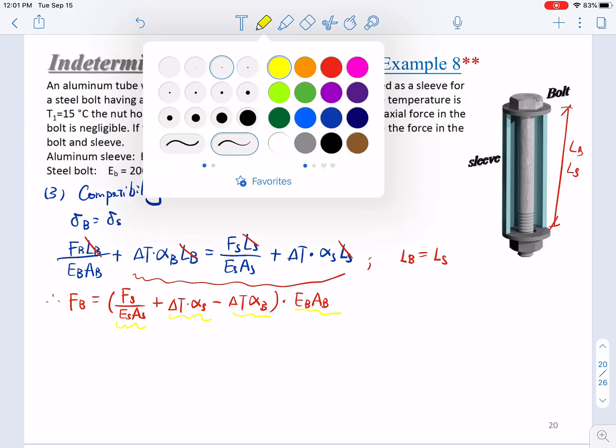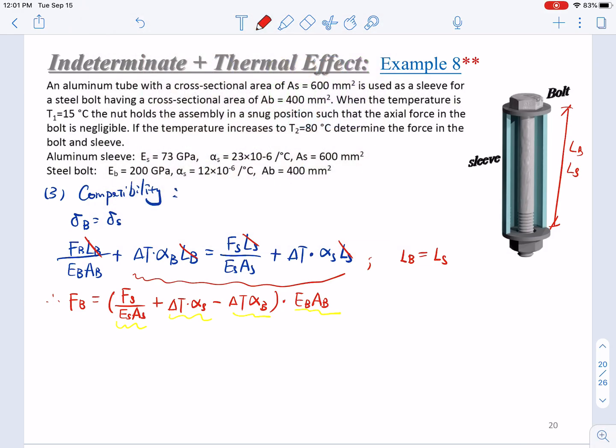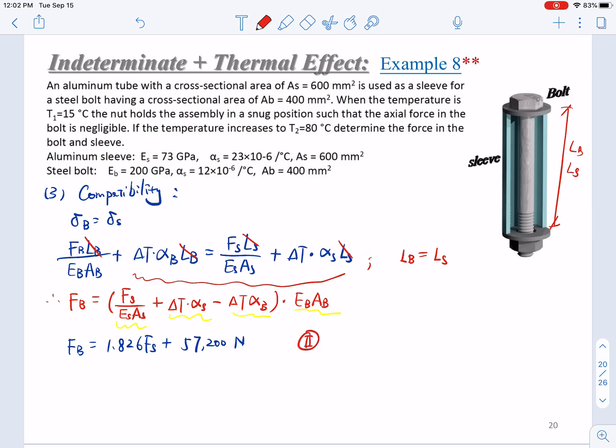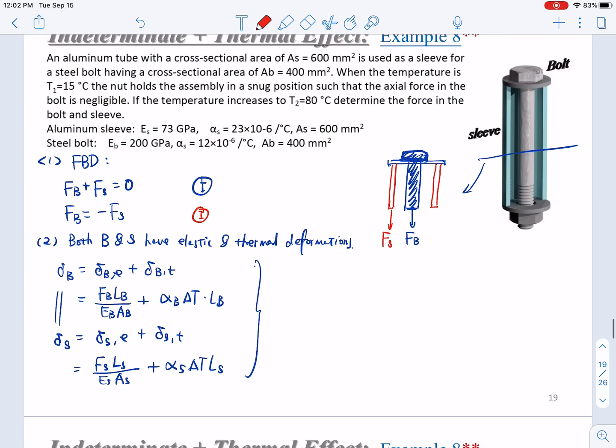So from here, if you substitute all numbers in, you will derive that FB equals 1.826 FS plus 57,200 Newton. So this is our equation 2. Our equation 1 is here. Equation 1 said FB equals negative FS.